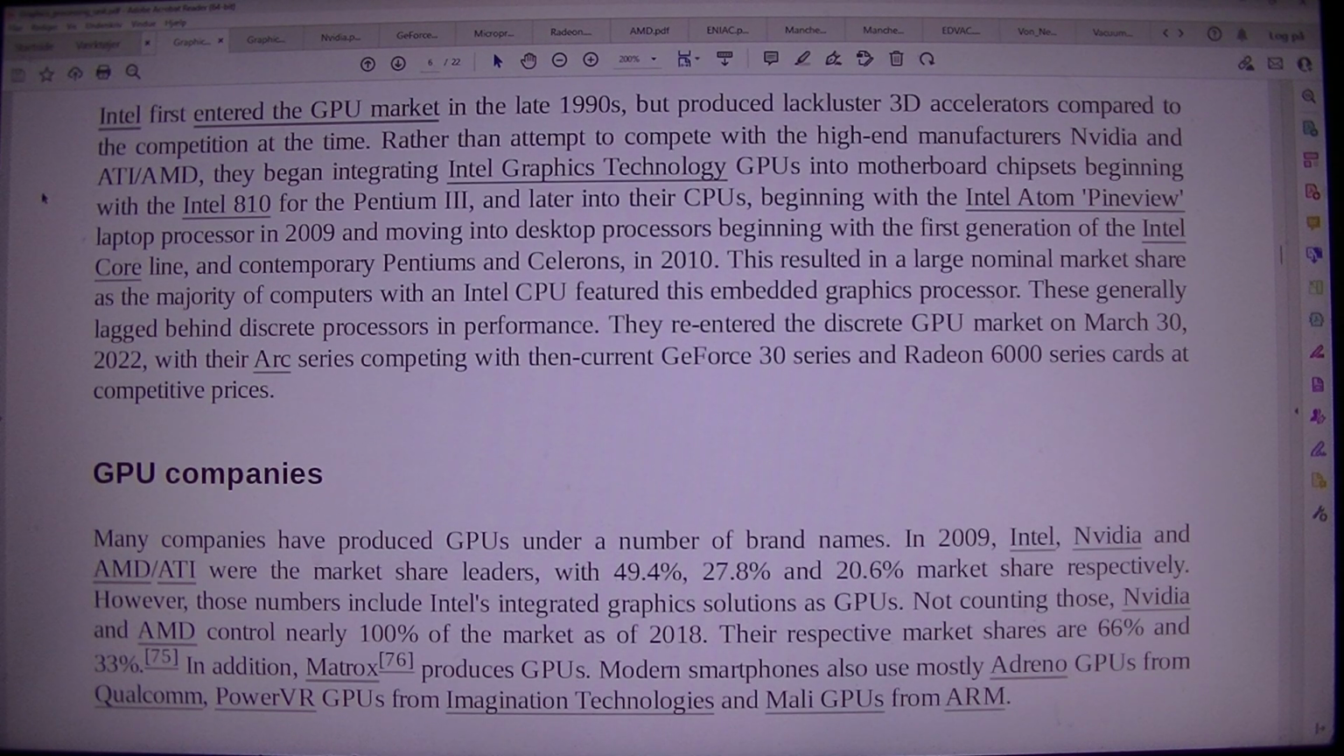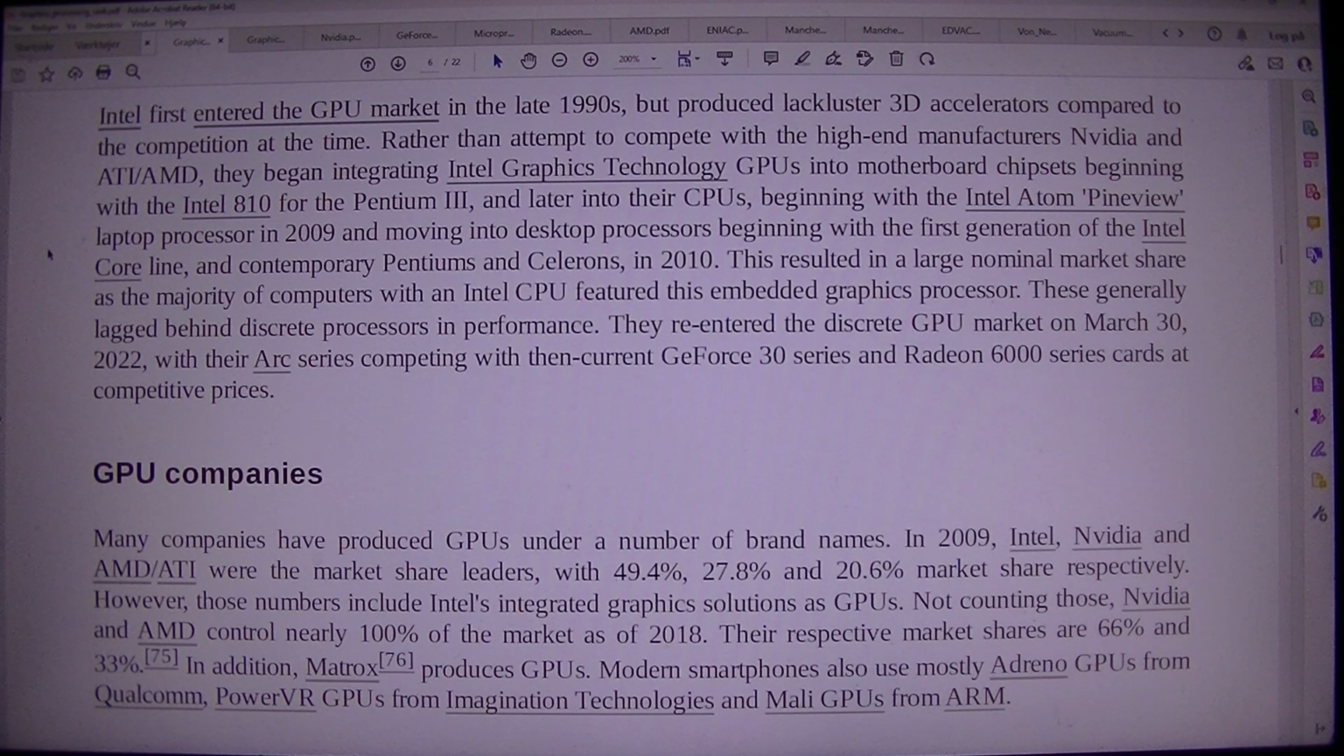This resulted in a large nominal market share as the majority of computers with an Intel CPU featured this embedded graphics processor. These generally lagged behind discrete processors in performance. They re-entered the discrete GPU market on March 30, 2022, with their Arc series competing with then current GeForce 30 series and Radeon 6000 series cards at competitive prices.